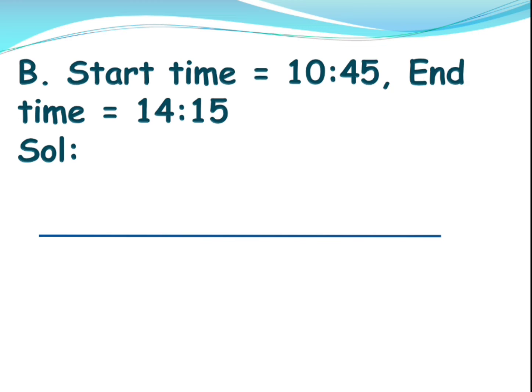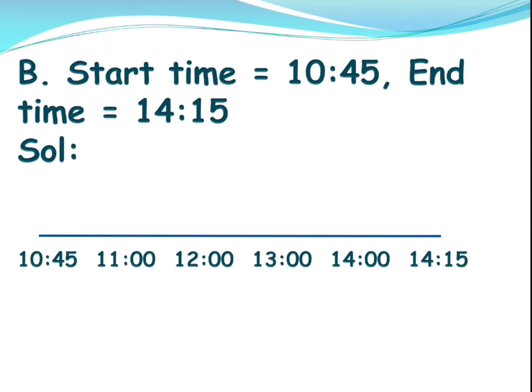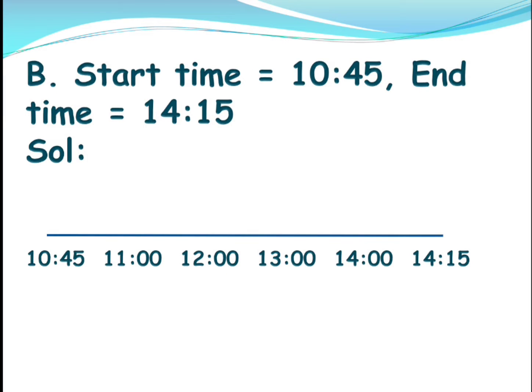But in between, first I have taken 15 minutes, only 15 minutes, and made it to 11 o'clock. From 11 to 12, 12 to 13, 13 to 14, 14 to 15. In this way I have made the timeline. Now from 10:45 to 11, it is only 15 minutes. Isn't it, children? It's only 15 minutes. And 11 to 12, it is 1 hour, 60 minutes. From 12 to 13, it is again 1 hour. And 13 to 14, again 1 hour, 60 minutes. Now from 14 to 14:15, it is only 15 minutes, isn't it? So 15 minutes. Now we have completed.